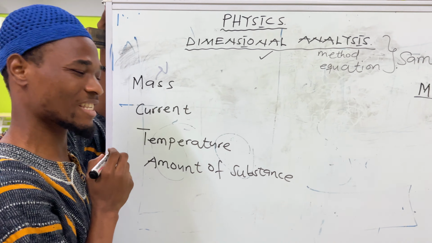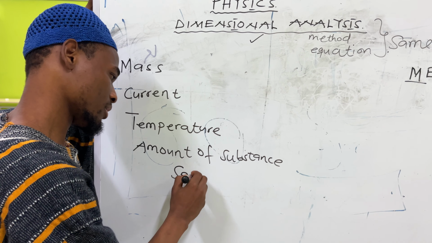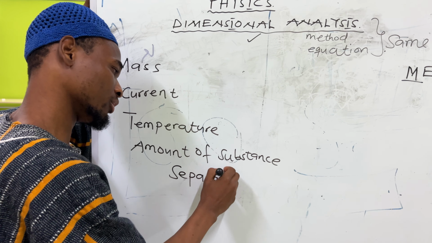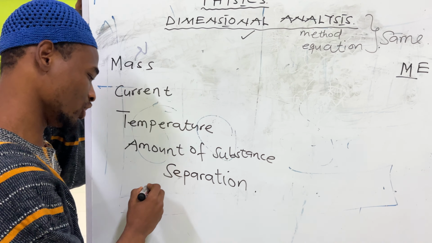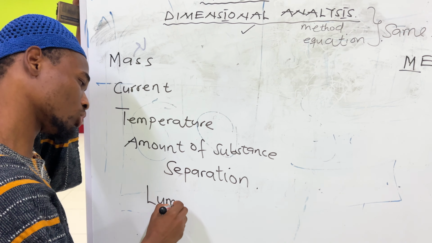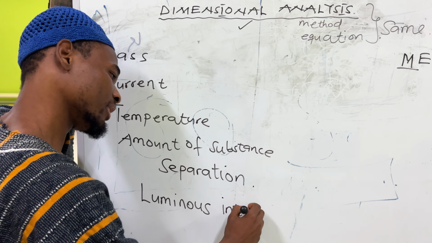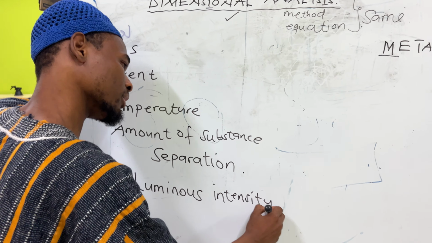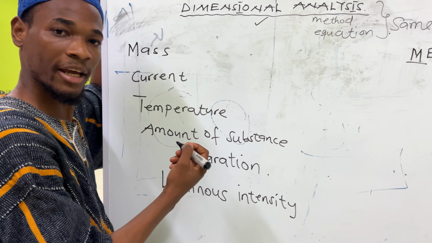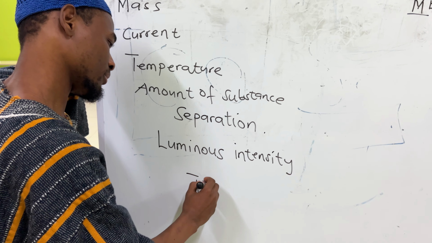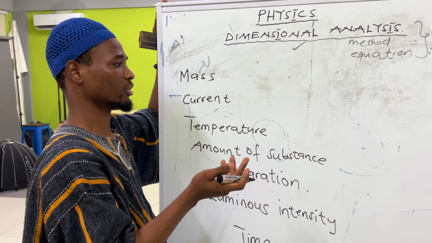Then my S denotes separation. Then my Li denotes luminous intensity. Then lastly, my T denotes time. So this is just an acronym to remember all the 7.